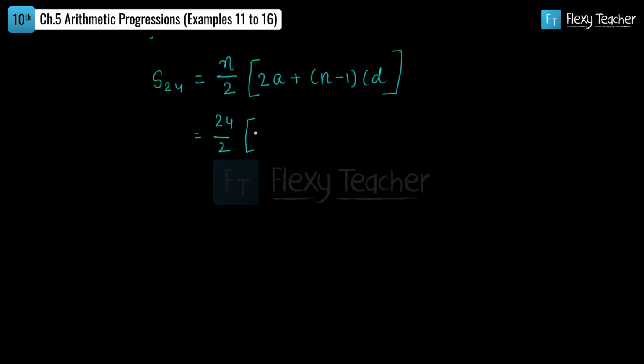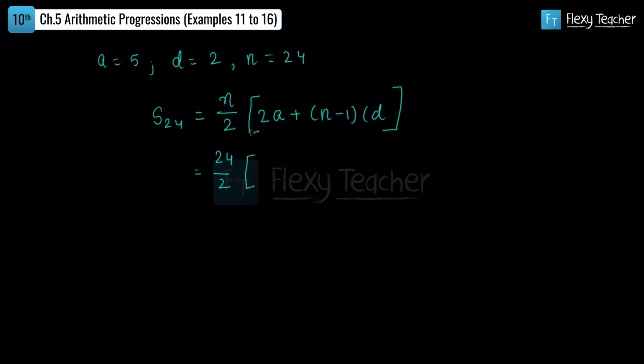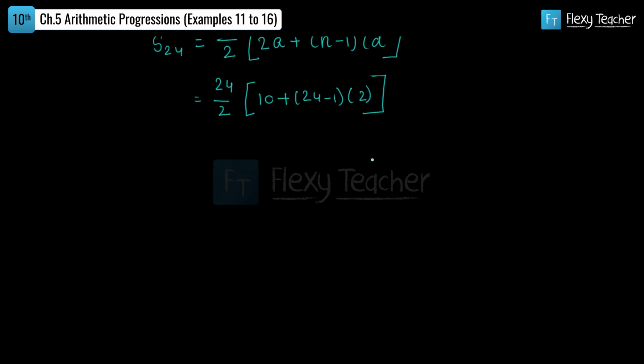Okay, 2a, a is 5, so 2a is 10, 2 into 5 is 10, plus n is 24 minus 1, so 24 minus 1 into d is 2. Okay, now this is equal to 12 into bracket 10 plus 24 minus 1, 23 into 2 is 46. So this is equal to 12 into 56.